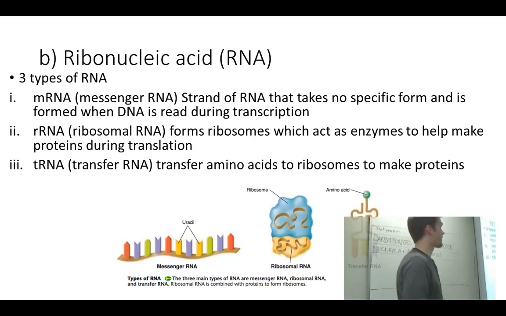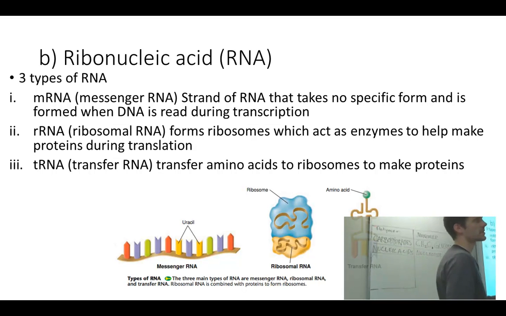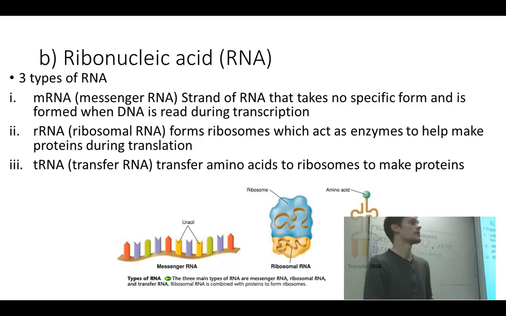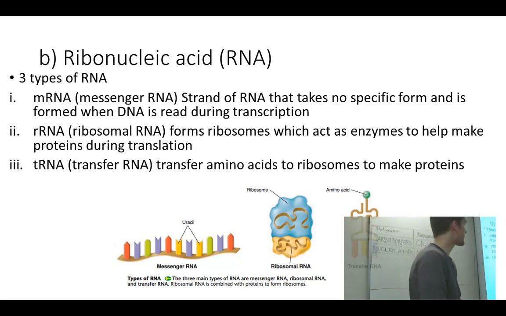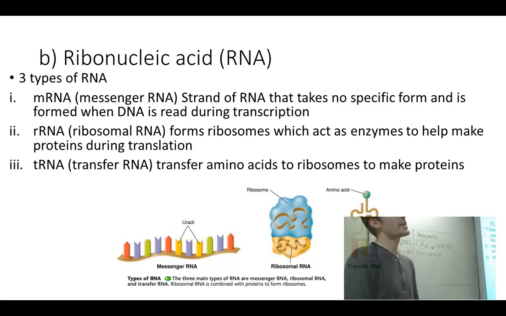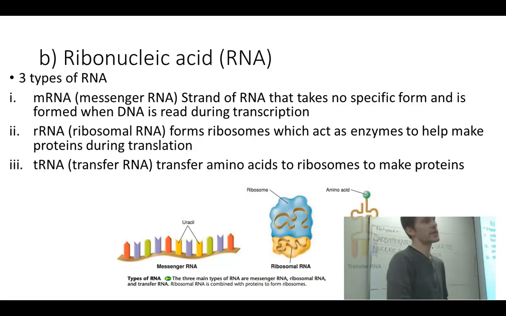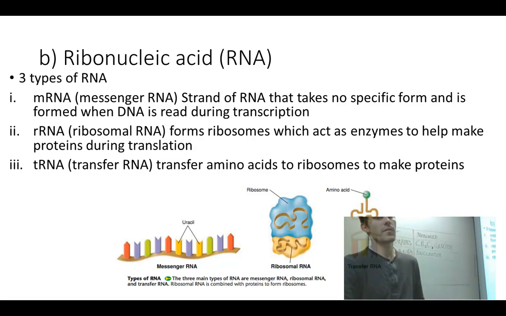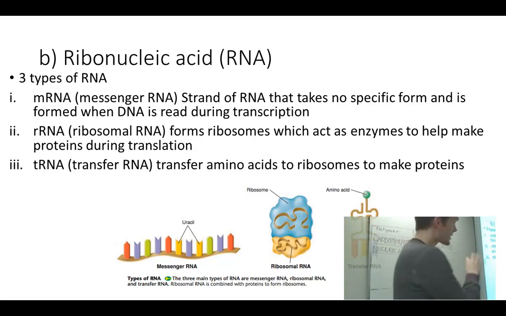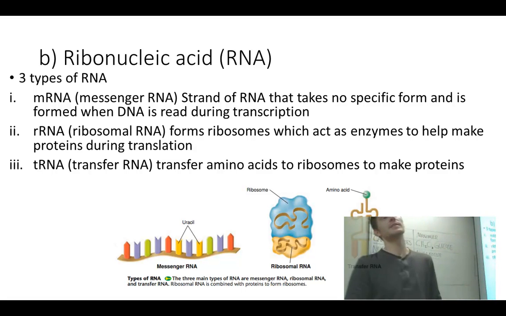Ribosomal RNA is found in ribosomes. It's a very important structural component for ribosomes. Ribosomes help to make proteins. And then transfer RNA carries amino acids to the ribosome during translation. They're also important for making proteins. So just know these basics for now. Later we're going to go into a lot more detail as to how these work.